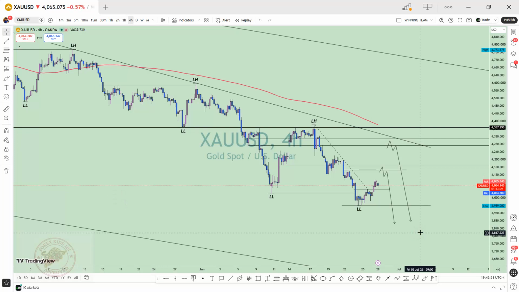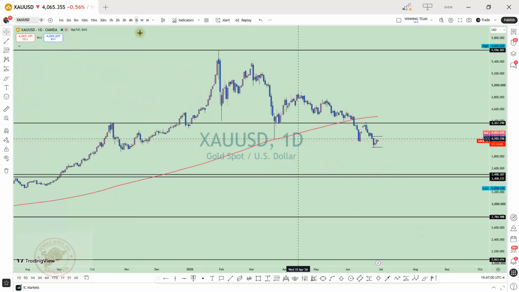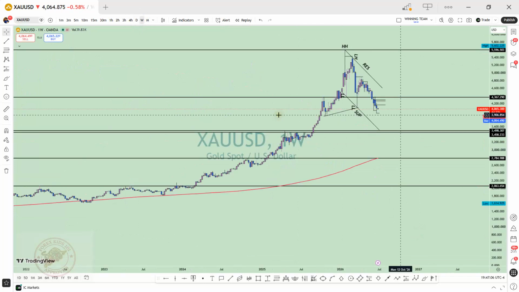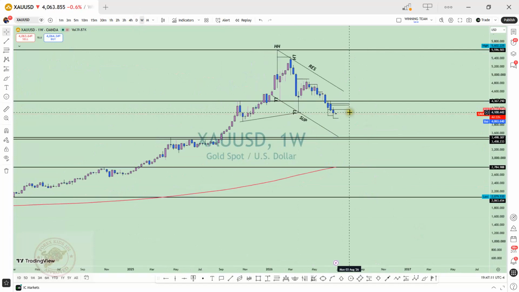Okay, so from my point of view, nothing much has changed. This is how we are looking daily, and then this is how we are looking weekly. Okay, in which I still believe that we are still gonna push at least up. At least we can push up here, and then we can drop from there.